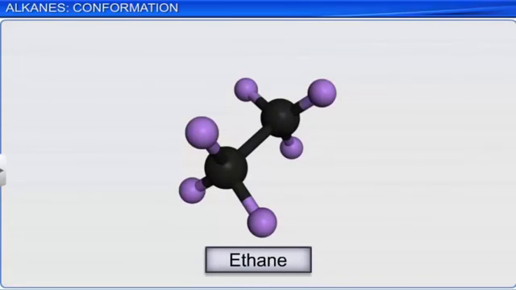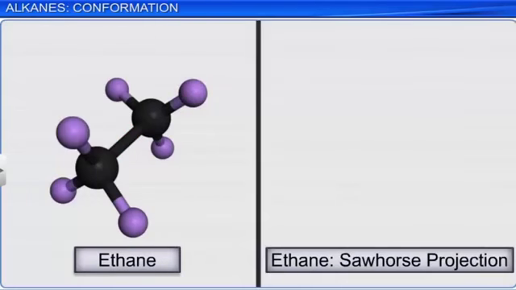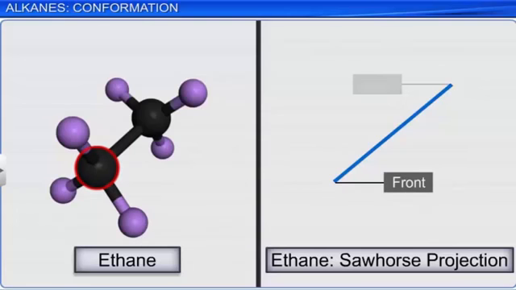In sawhorse projection, the molecules are viewed along their molecular axis, that is, at an oblique angle. Here, the carbon-to-carbon bond is shown as a long straight line, whose upper end is bent slightly either towards the left or towards the right-hand side. The front carbon is shown at the lower end of the line and the back carbon at the upper end.